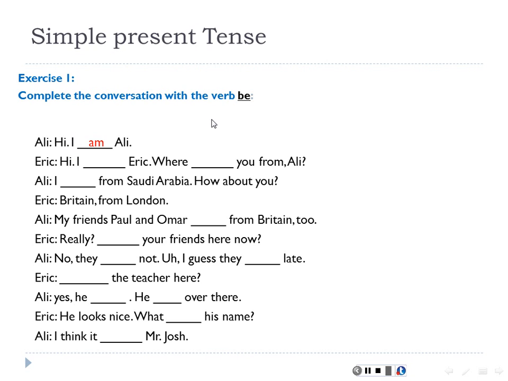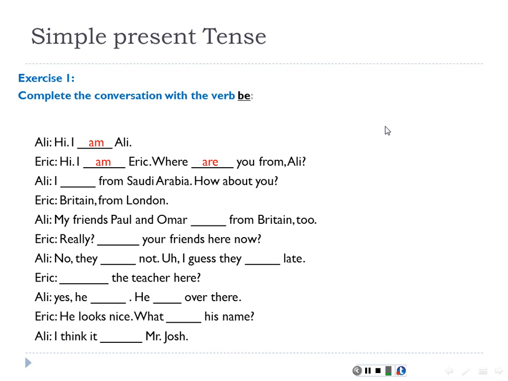Okay, the second one. Now what do you think? Here we have hi, I, there's a space, Eric. So Eric is talking about himself. So this is the first person, متكلم, ضمير المتكلم. I, we use am with it, so I am Eric.